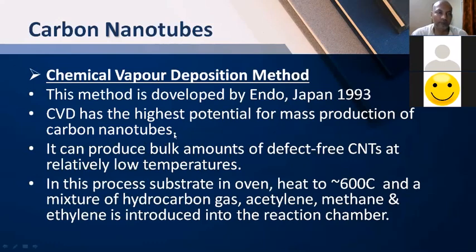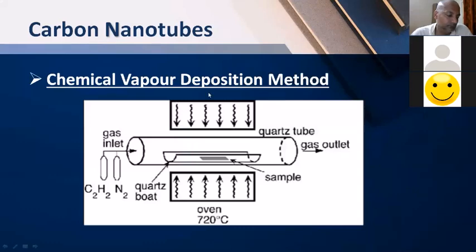This is the most common method we use commercially to generate carbon nanotubes in bulk amounts, defect free. The main advantage is the low temperature, approximately 600 degrees Celsius. Here is the diagram of the chemical vapor deposition method.